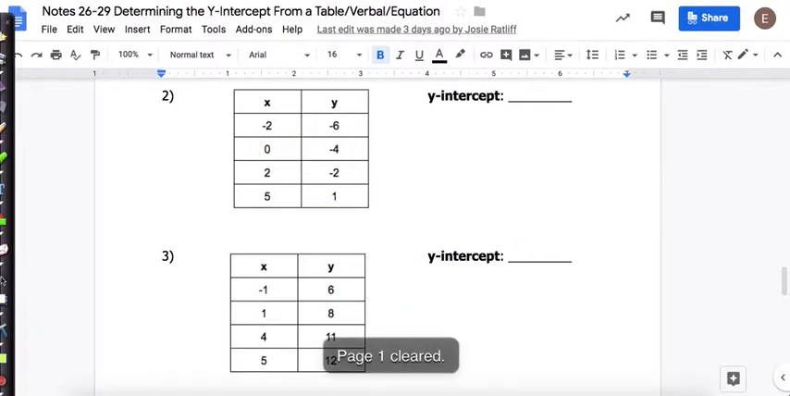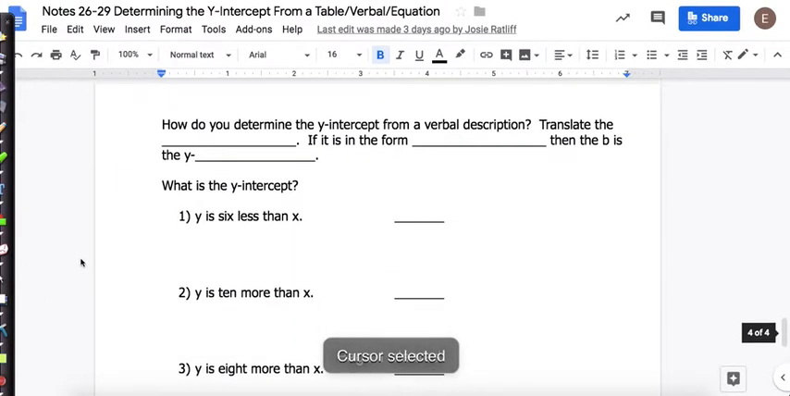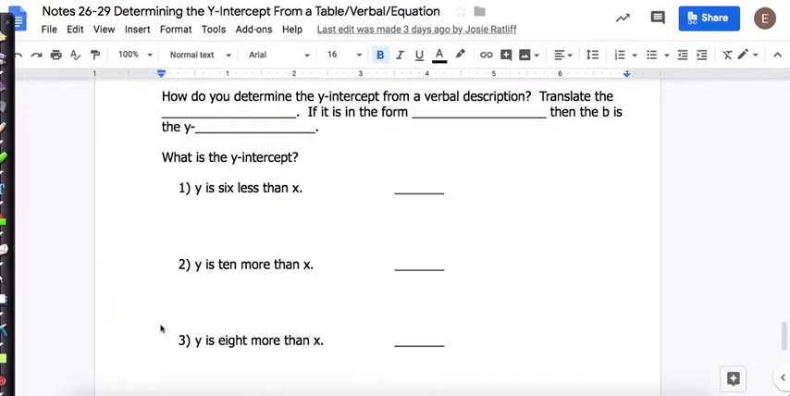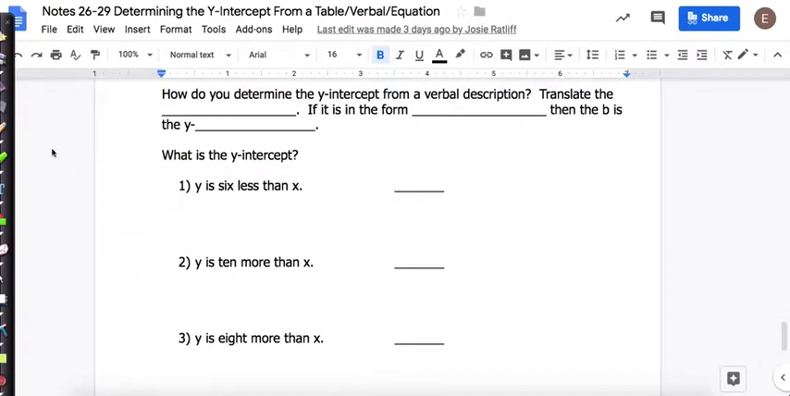So let's turn to the final page here. So how do you determine the y-intercept from a verbal description? So we translated earlier this year, and so we first have to translate the equation. If it is in the form y equals x plus b, then the b is the y-intercept.